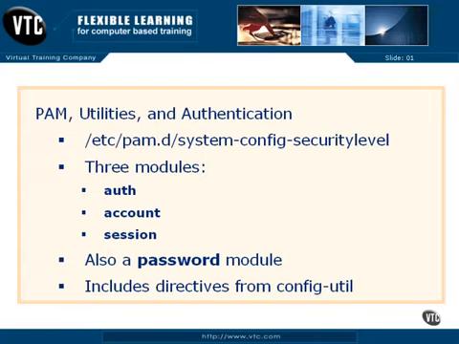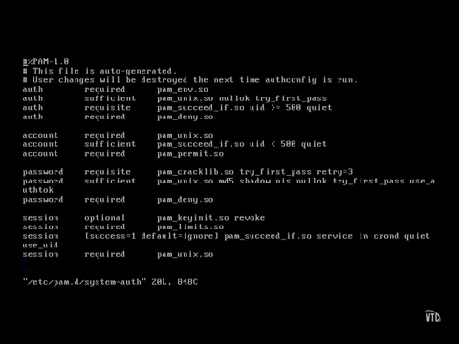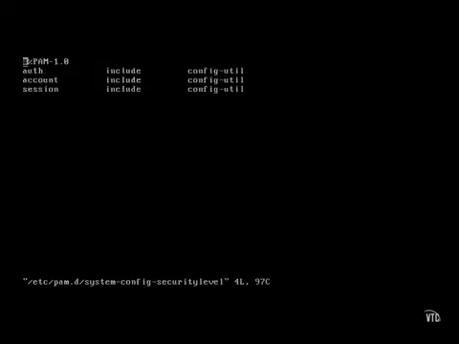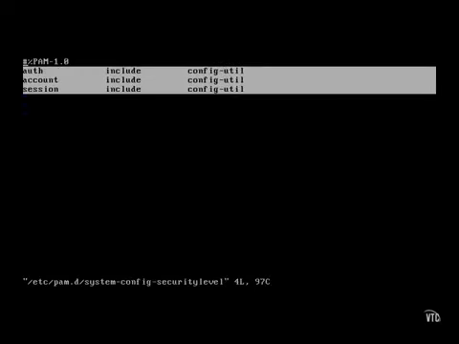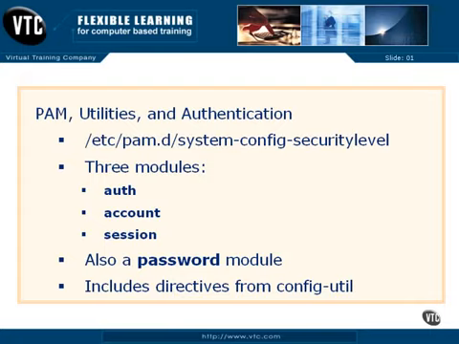In this case, that file is etc/pam.d/system config security level. It's a real simple looking file. It includes 3 directives, or 3 modules, and the modules we discussed in more detail in another video.